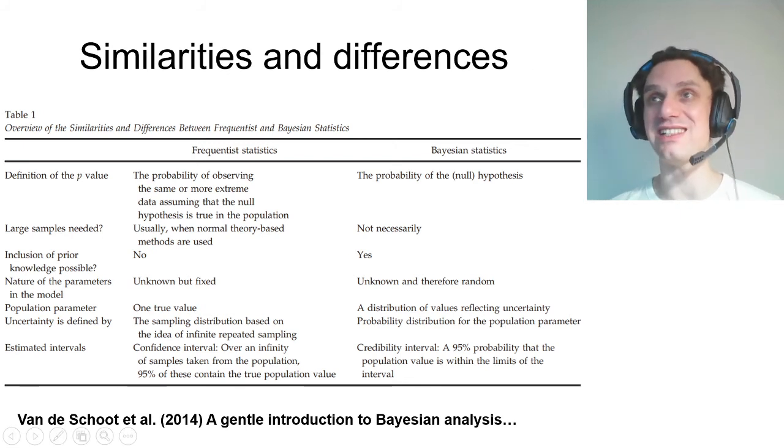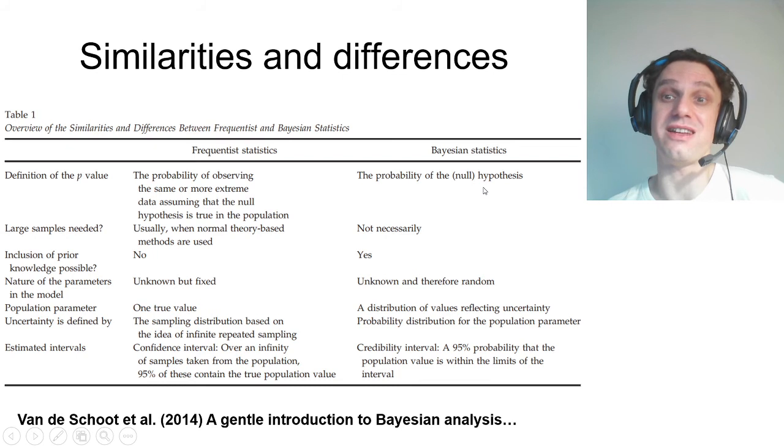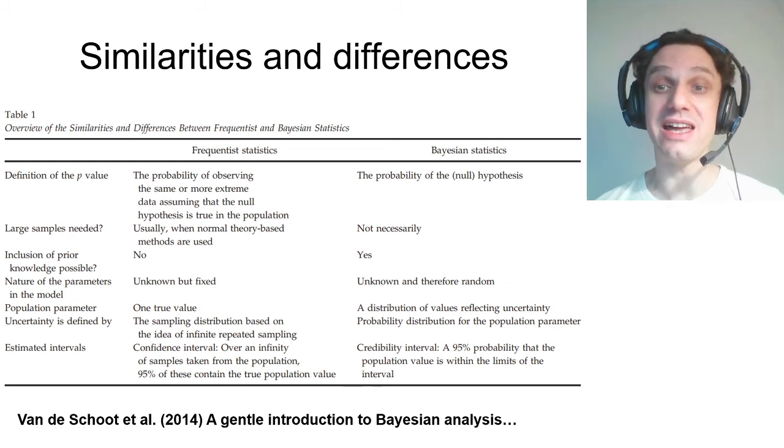In Bayesian statistics, this is exactly what we do. We try to evaluate directly the probability of the null hypothesis or H1. And another advantage of Bayesian approach, in frequentist statistics, we normally rely on normal theory.